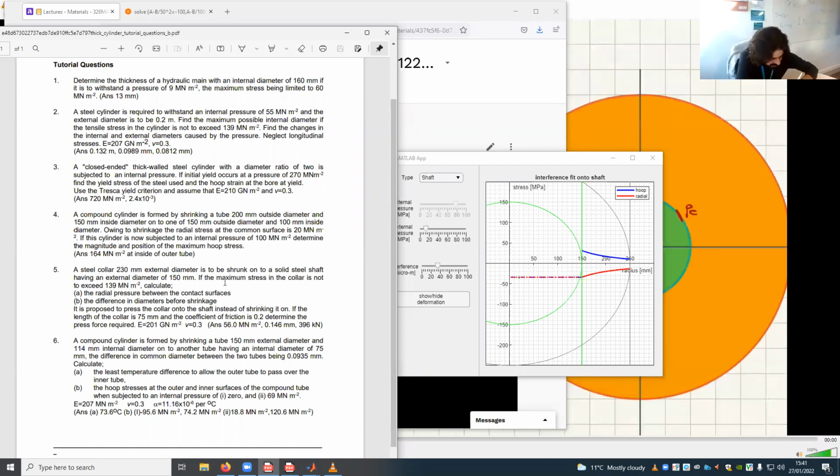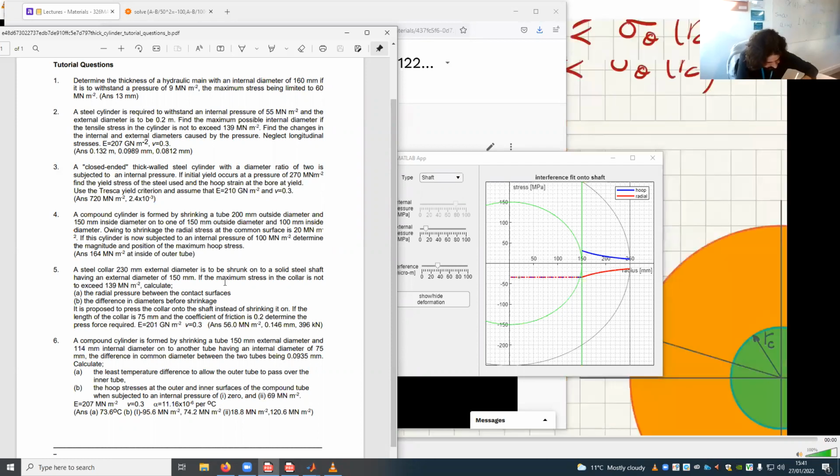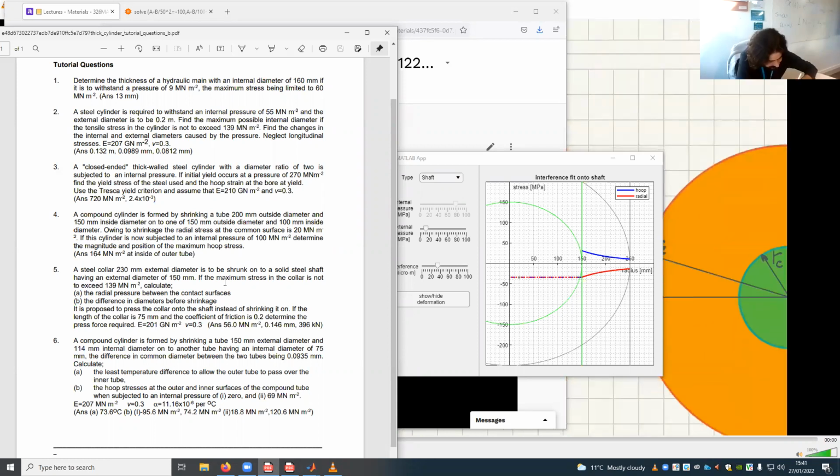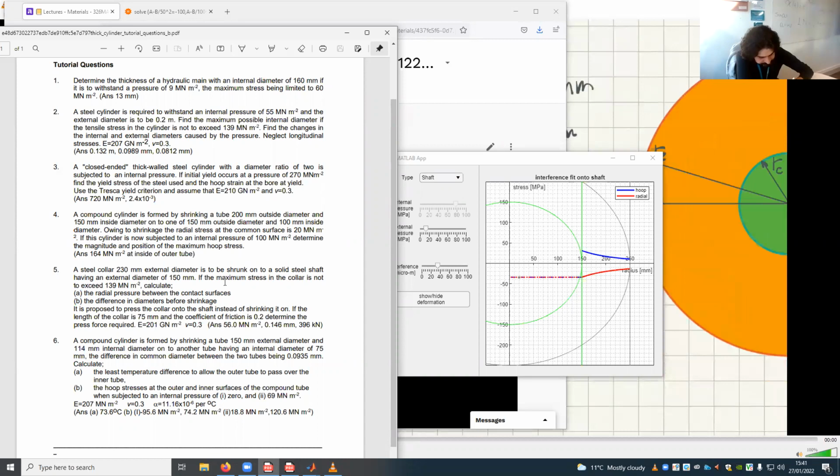So we want to calculate PC, the contact pressure, and delta, the difference in diameter. So we want to calculate 2 delta. Remember, delta was the radial interference. So we want 2 delta, which is the diametral interference, so the difference in diameters. And we also have the length of the collar, L, is 75 millimeters.